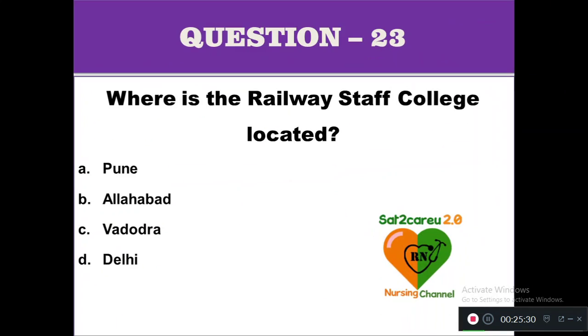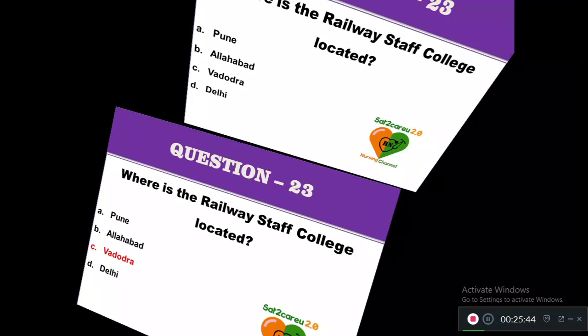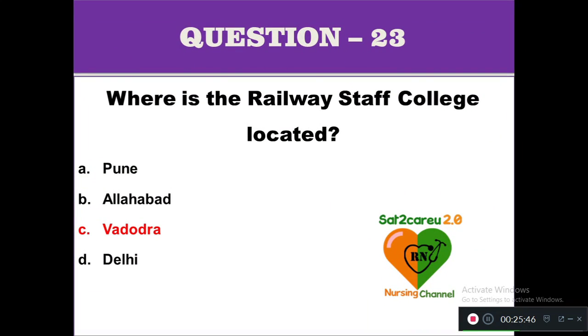Question number 23. Some of the GK questions related to railways. Where is the Railway Staff College located? Option A, Pune, B, Allahabad, C, Vadodara, and D, Delhi. The right answer, Railway Staff College is located at Vadodara, Gujarat.